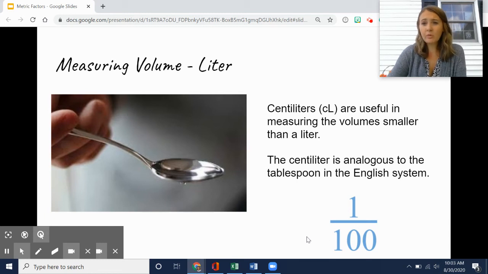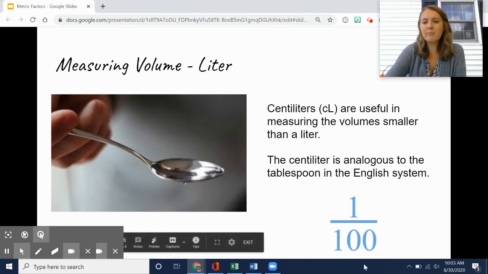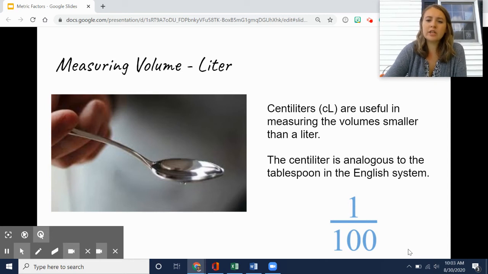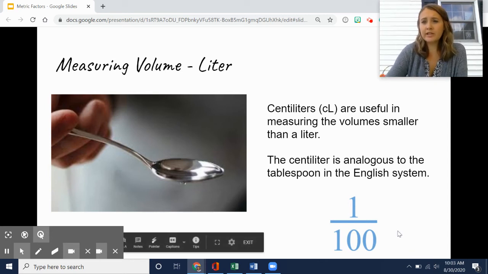So just like we saw with centimeter, a centiliter is going to start with that same base of our factor. So 1/100. And now we just have to think about where these units go. Thinking back to a liter is about half of a 2-liter bottle, would it make sense to say that in 1 liter, there's 1,000 of those centiliters or those tablespoons? Or would it make sense to say that 1 tablespoon is the same amount as 100 liters of water?